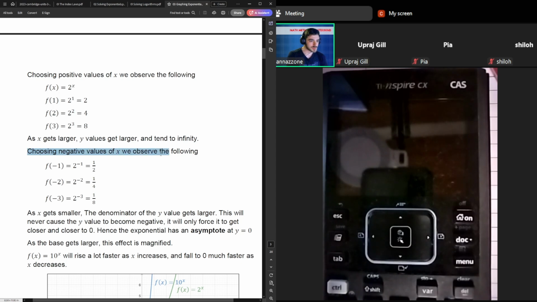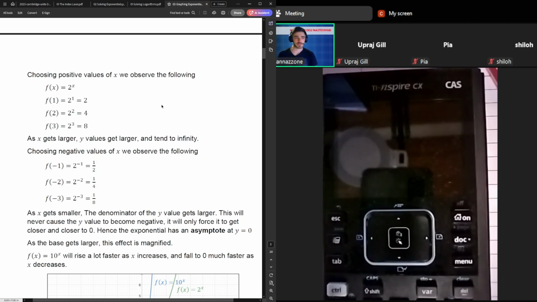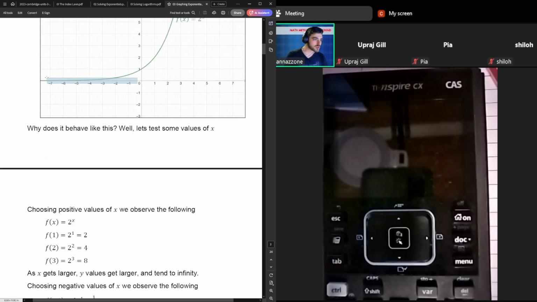Whereas if you choose negative values of x, that comes back to where you have fractions involved. So 2 to the negative 1 is 1 over 2. 2 to the negative 2 is 1 over 4. We're getting closer and closer to 0. That's why as you get more and more negative, you asymptotically, so never actually, approach 0.